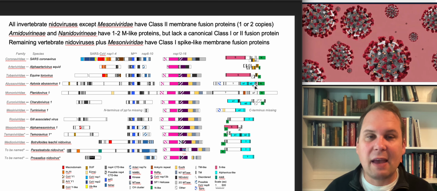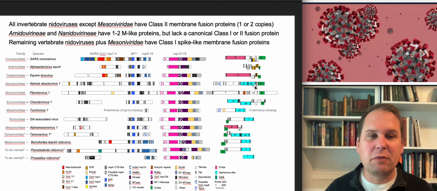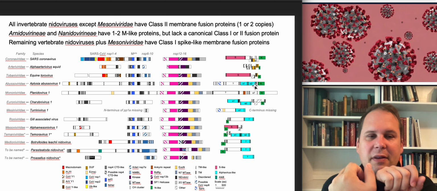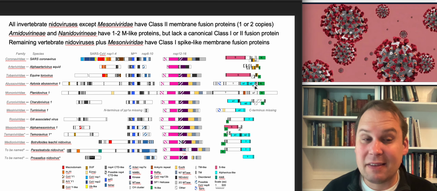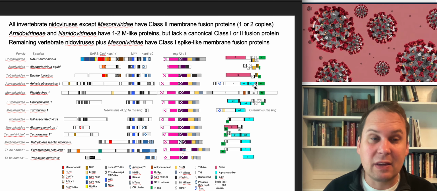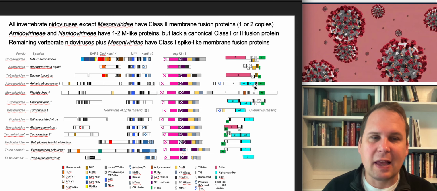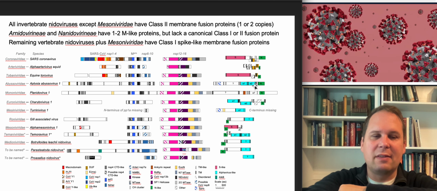Instead of a spike, they have two copies usually of the same gene that will interact with each other and will do the same job as the spike, but they're called a class 2 membrane fusion protein. And they work quite differently from the class 1s. They start out flat as pairs.